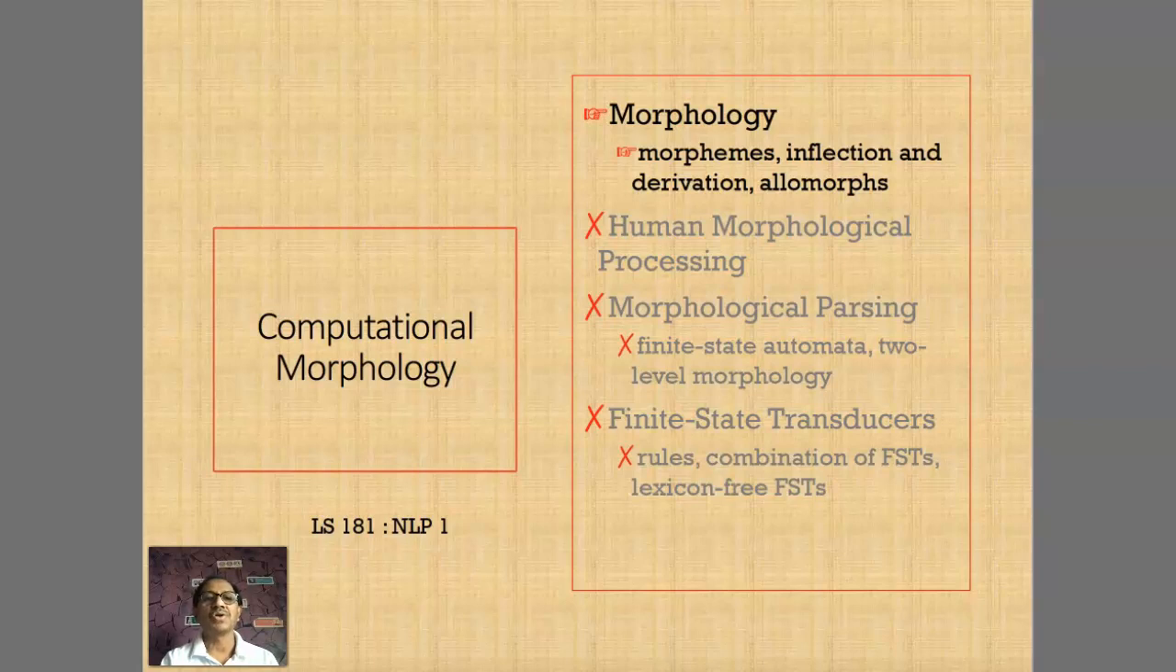In this course, we are going to start a new module today. The new module is Computational Morphology. In this module, we have 4 components. First one is morphology, the second is human morphological processing, the third morphological parsing, and the fourth one we are going to look at is finite state transducers. In this video, we are going to look at morphology.